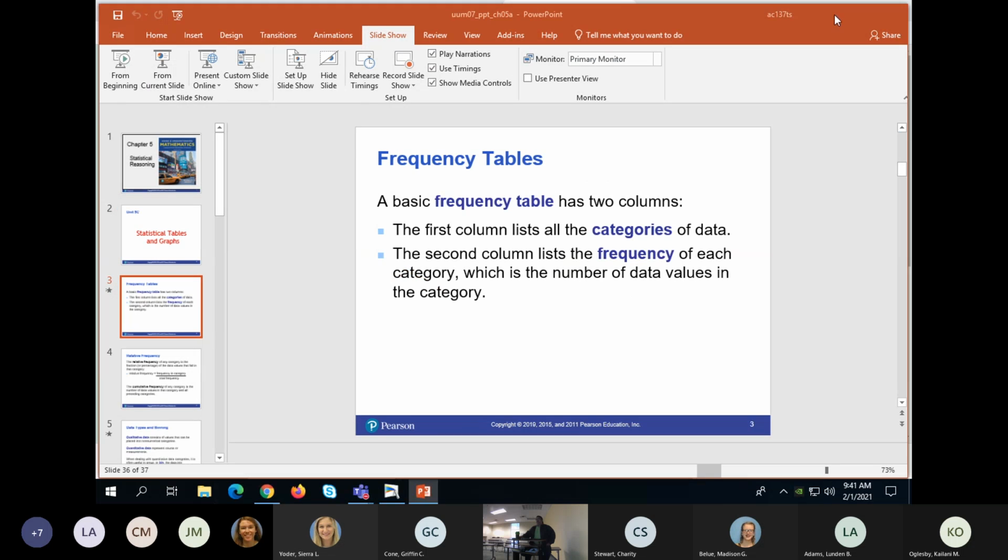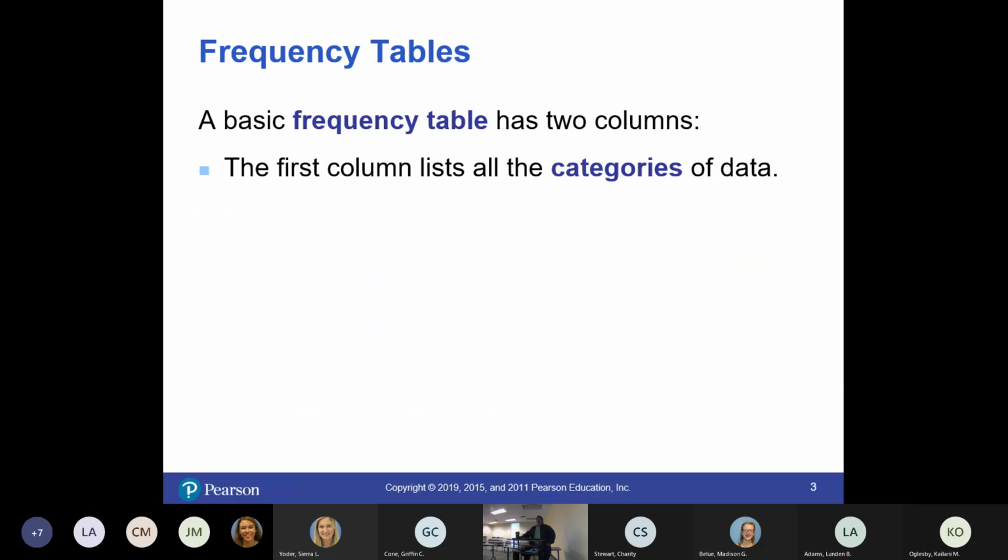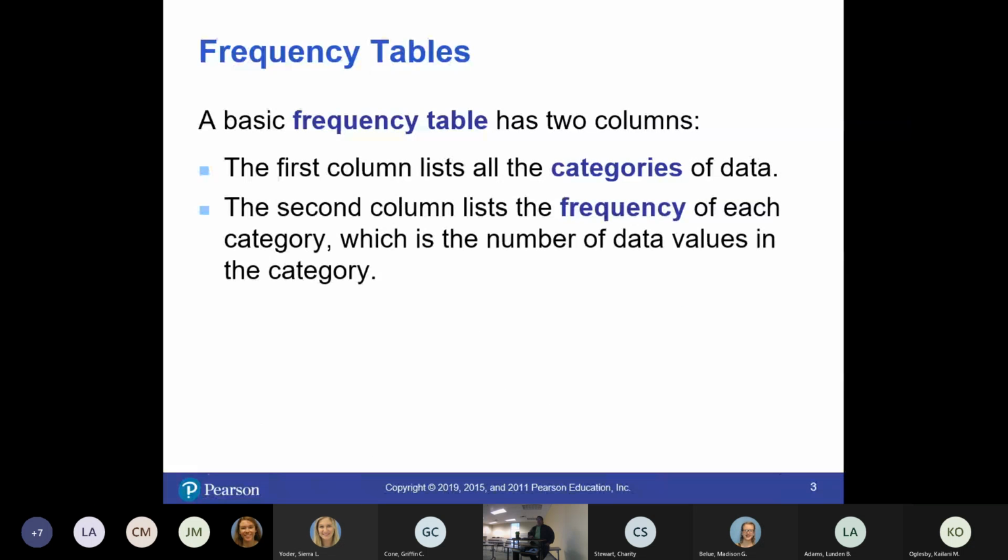Okay, let's go back to the handy dandy slide. And the first column is categories for a qualitative frequency distribution. And of course, the right-hand side is called frequency, which is the head count.